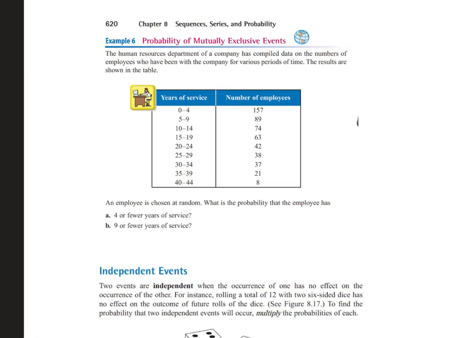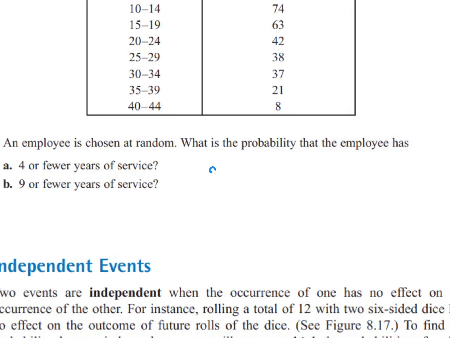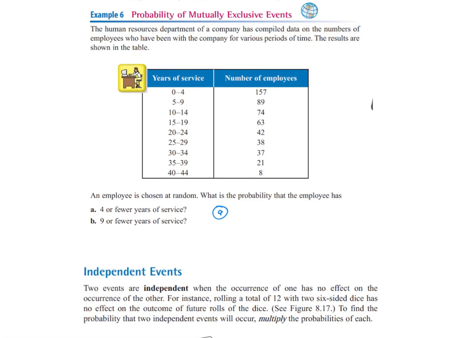All right, next page. I like this stuff a lot better than yesterday. Combinations, permutations can get confusing. All right, this is very simple, guys. This is very similar to that chart we just did about the colleges in the nation. You just have to read. We need to read what the question says. It says an employee is chosen at random. What's the probability that an employee has?